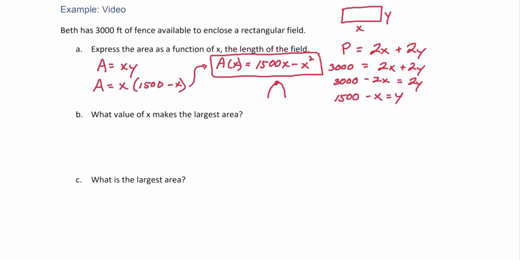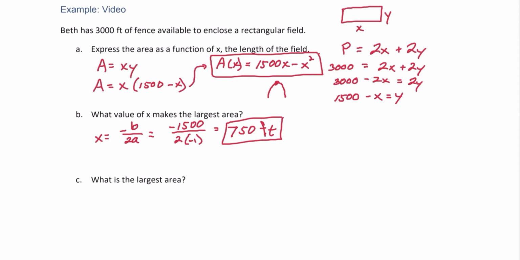Part B, we want to find the x value that makes the largest area. So we're finding the x coordinate of that vertex. The way to do that is x equals negative b over 2a. Looking at our function, b is 1,500, so we have negative 1,500 divided by 2 times a, which is negative 1. This gives us 750 feet. So the length of the field that maximizes the area is 750 feet.